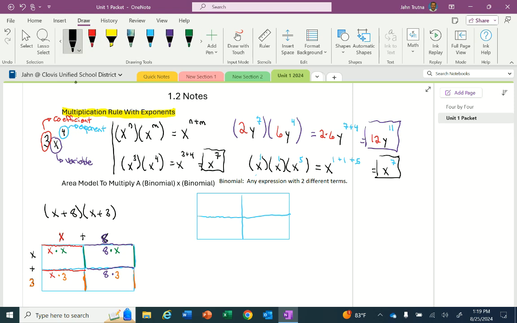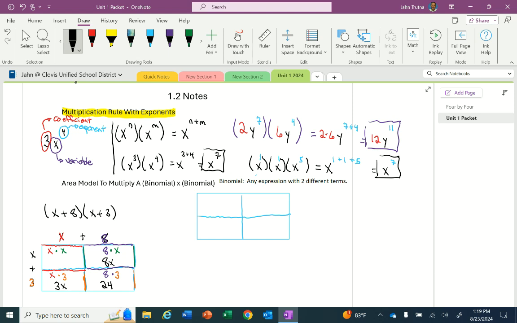So for instance, let's start at the bottom right rectangle. 8 times 3 is 24. So I'm going to write a big 24 right there. In the top right rectangle, 8 times x is 8x. In the bottom left rectangle, x times 3, we represent that as 3x.